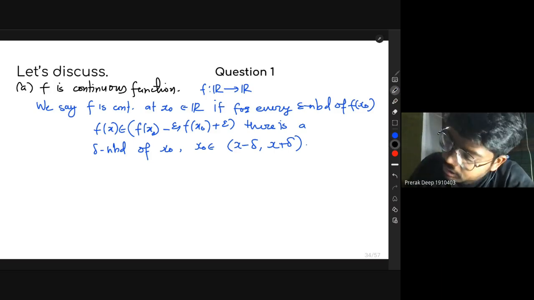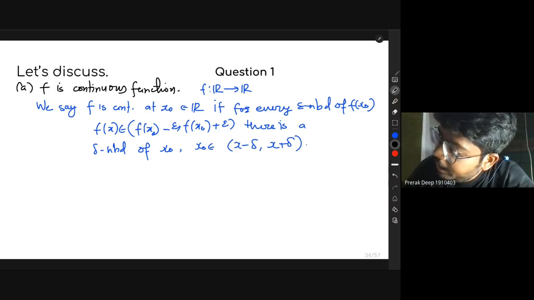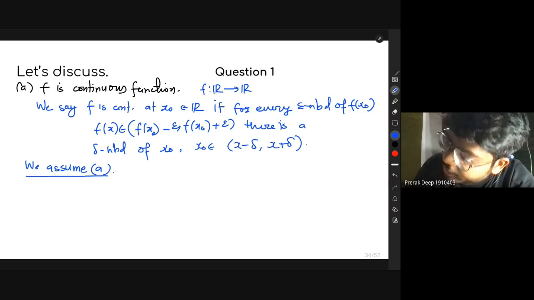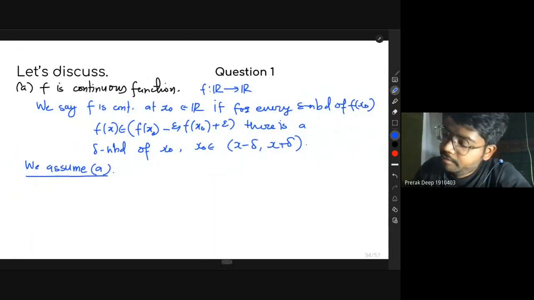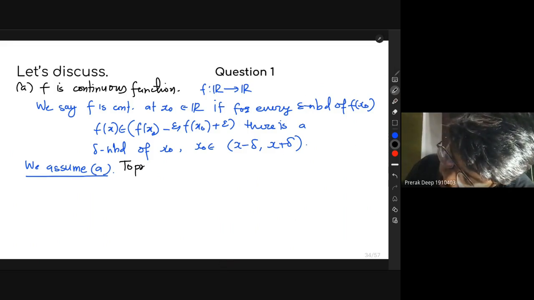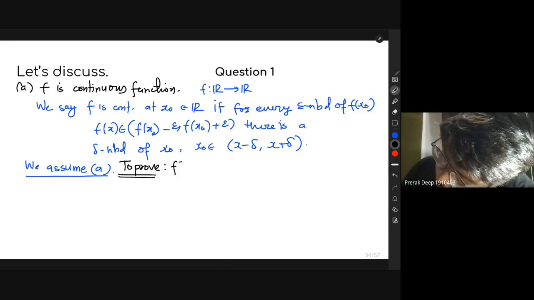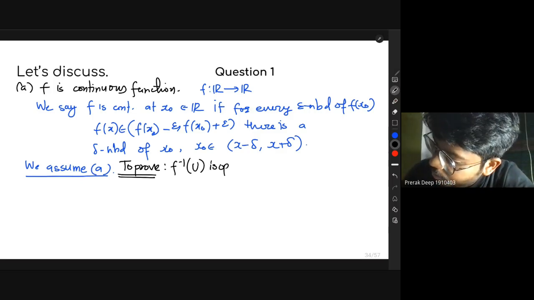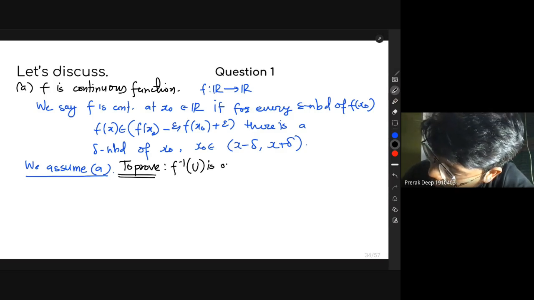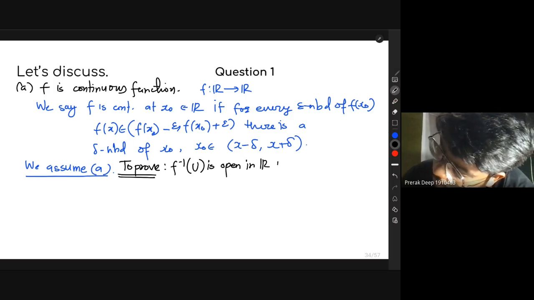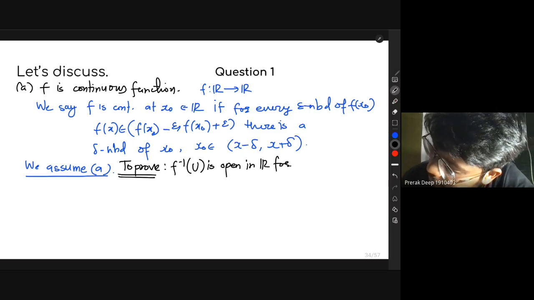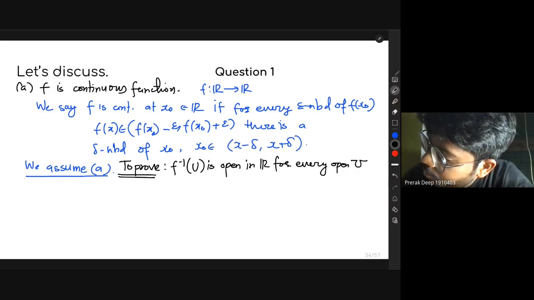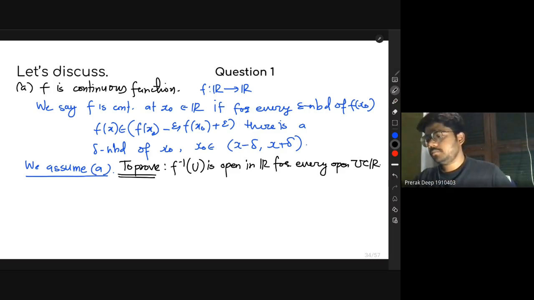And now what is statement B? So we assume A, that f is continuous. Now we need to prove that f inverse of an open set is open for every open set u in R.